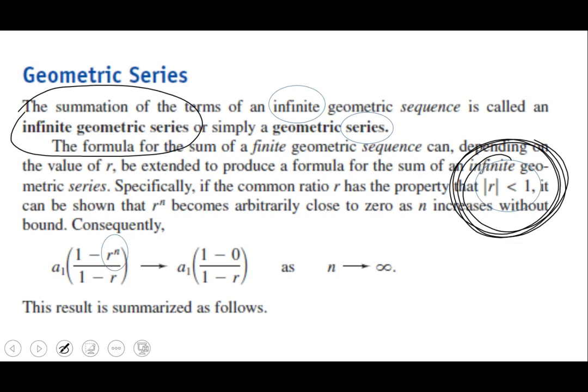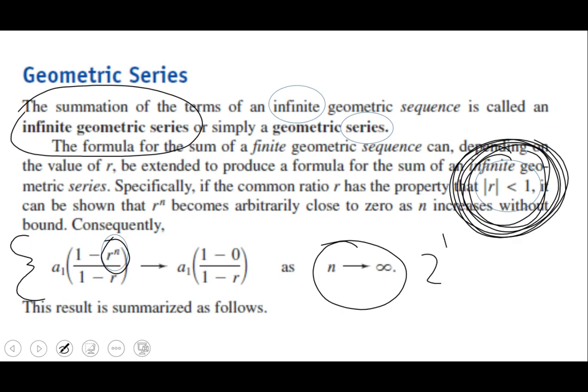So let's talk about why that is. Notice over here, this is the formula that we used for the couple of previous slides. That was for a finite geometric sequence. And now we're talking about what would happen if it's infinite. So if it's infinite, you're assuming that n is going to infinity. So consider what would happen to r to the n given specific values of r. So let's say that the absolute value of r was not less than 1. So let's say that r was 2.